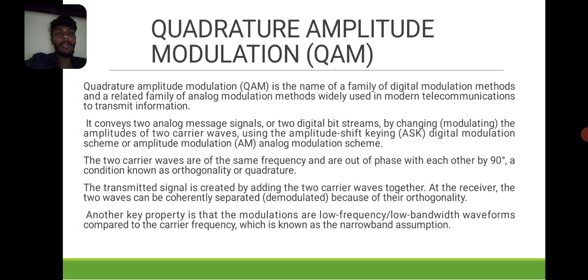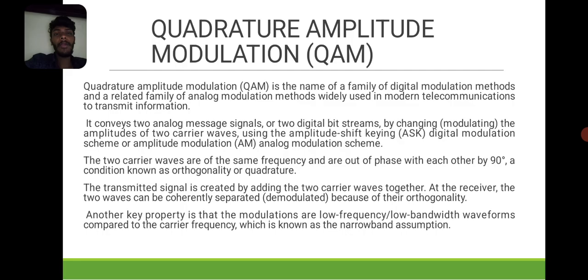Quadrature amplitude modulation. Quadrature amplitude modulation is the name of a family of digital modulation methods and a related family of analog modulation methods widely used in modern telecommunication to transmit information. It conveys two analog message signals or two digital bit streams by changing or modulating the amplitudes of two carrier waves using the amplitude shift keying digital modulation scheme or amplitude modulation analog modulation scheme.